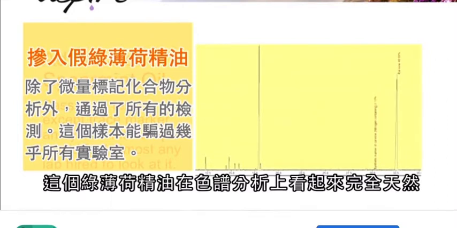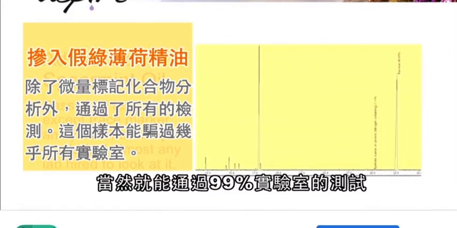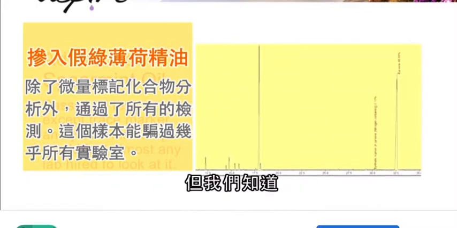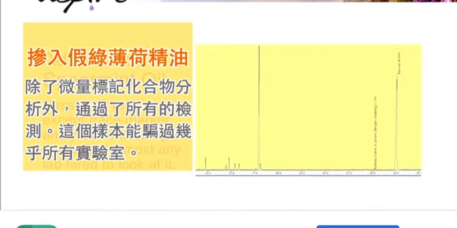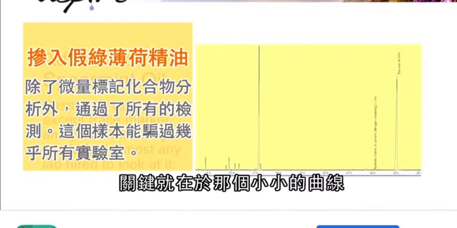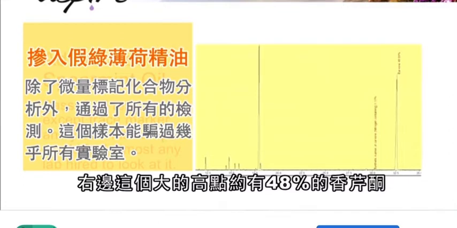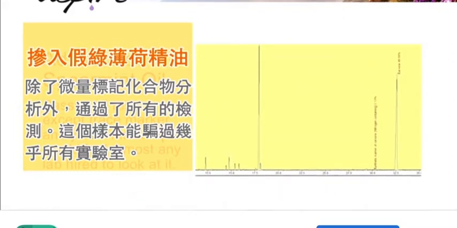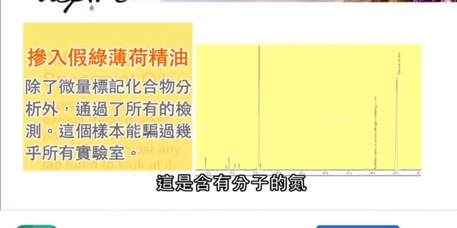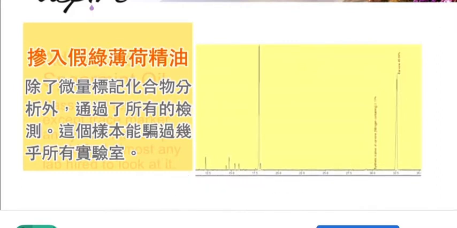This spearmint oil looks completely natural on the GC, and it will pass as natural by 99% of any lab that tests it. But we know, beyond a shadow of a doubt, that it's been adulterated. And the reason we know it is by that tiny little peak, okay? The larger peak to the right is the carvone at about 48%. The little bitty peak to the left of that is there at a fraction of a percent, and it's a peak of a nitrogen-containing molecule.